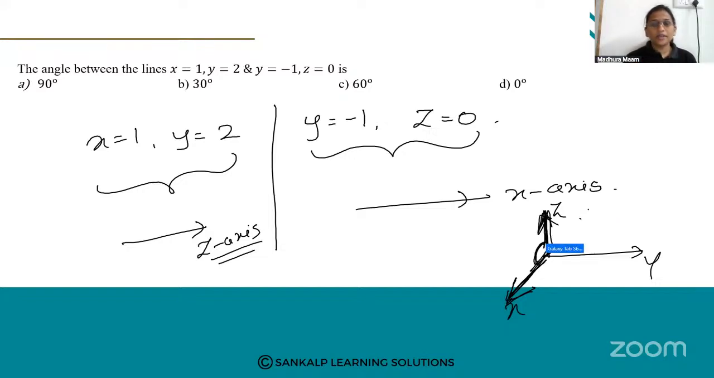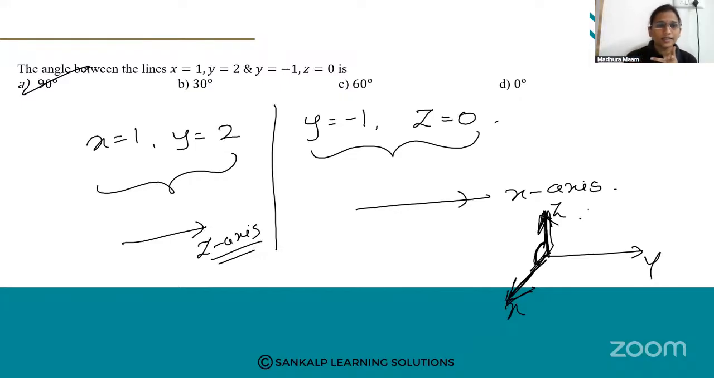The angle between them is 90 degrees. Correct? So the angle between these two lines, we can say that it is 90 degrees. That is option A. Why is the angle between those two equations 90 degrees?